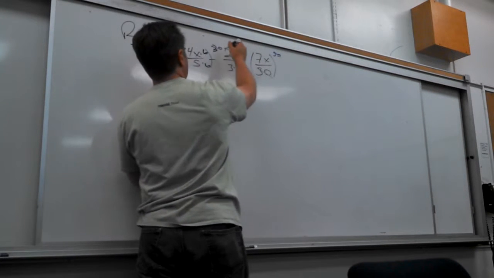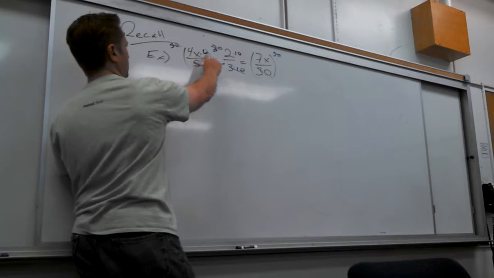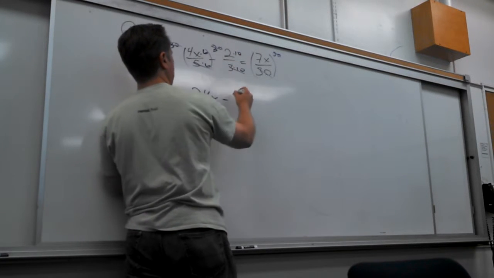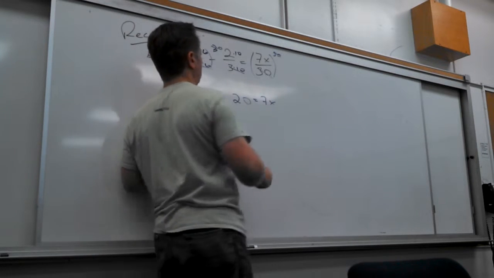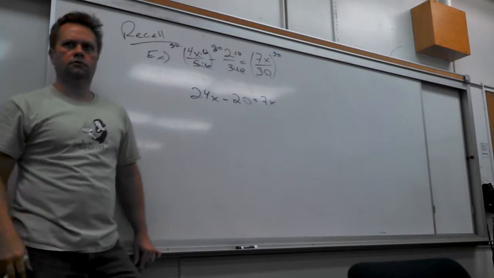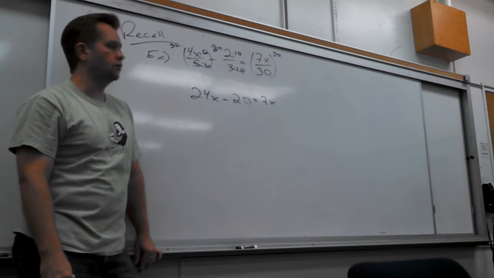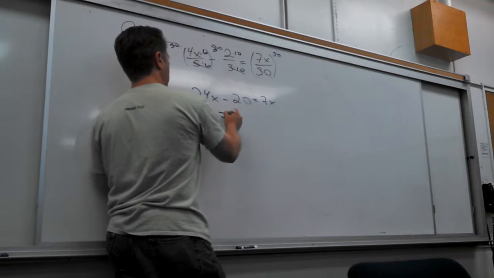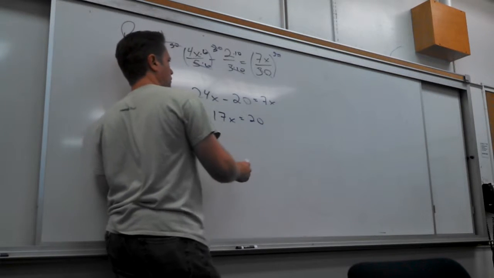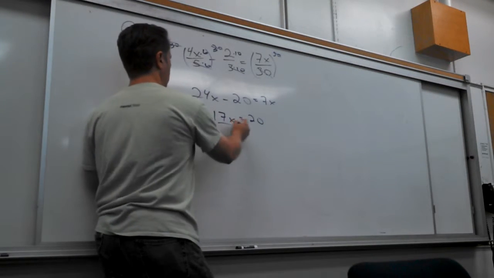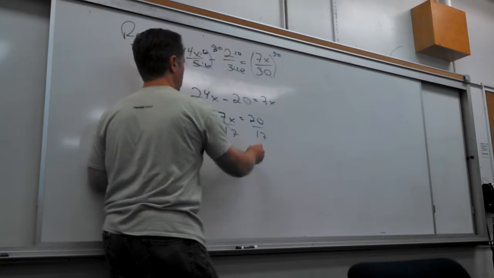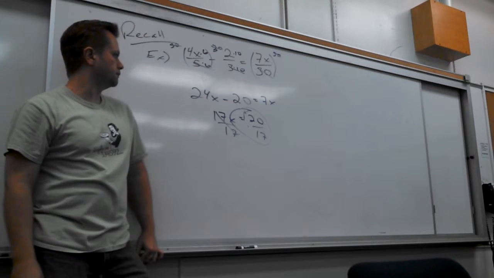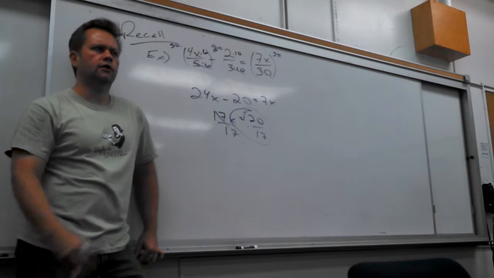all the bottoms cancel. So I'm left with 24x minus 20 equals 7x. It looks a lot better. You move the 7x. So you can subtract the 7x, add the 20. Divide by 17. Get x. How's that? It's not too bad, right?